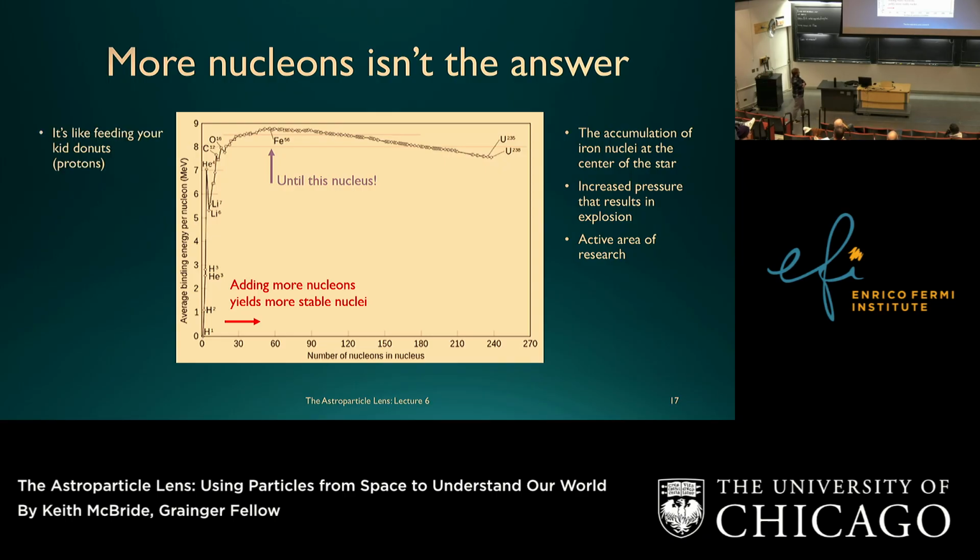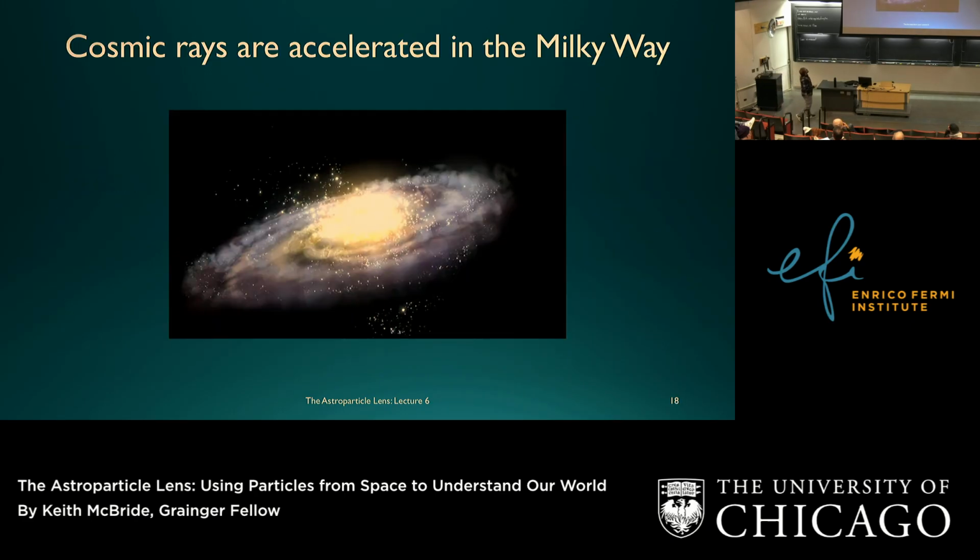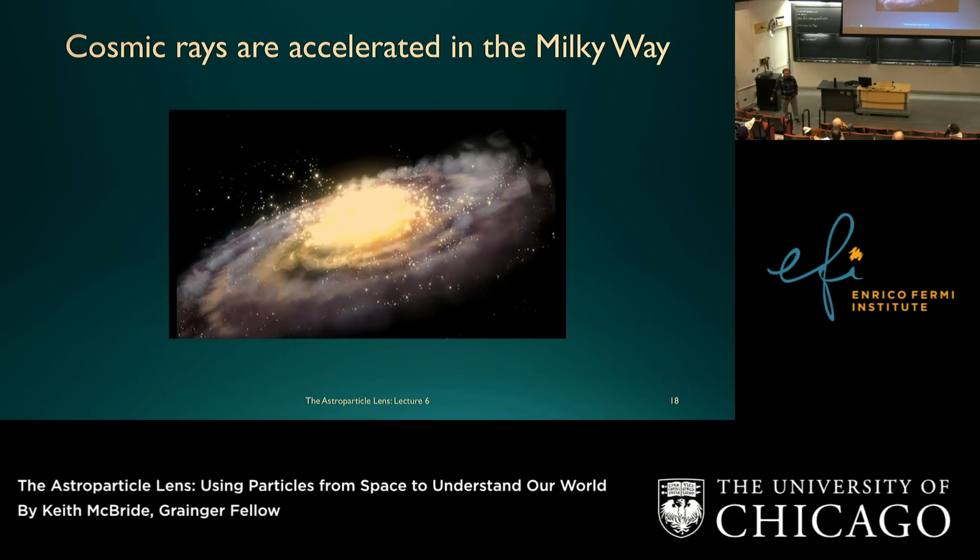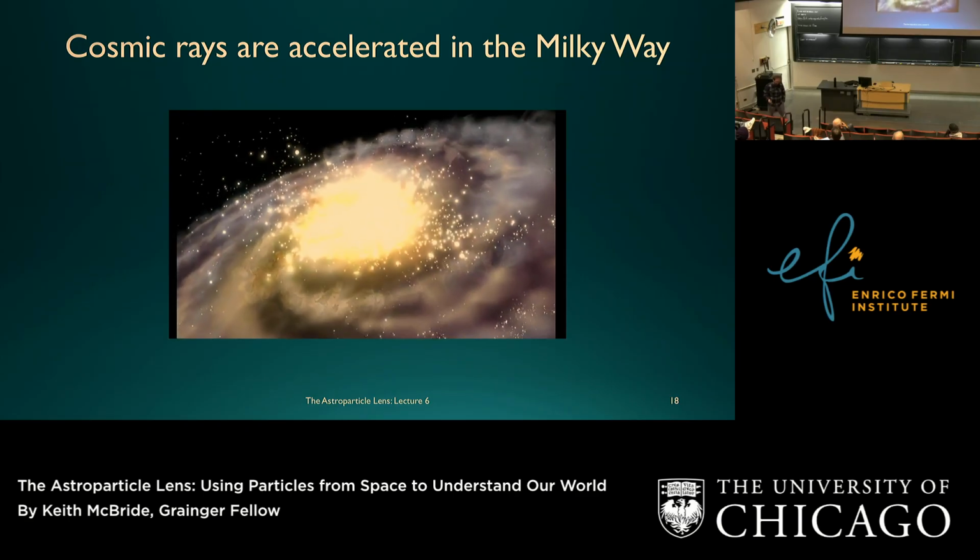The way I think about it, and I've tried to explain it to my wife, is it's like feeding your kid donuts. The donuts are the protons or the nucleons. They want 56 of them for some reason, right? But then eventually they don't want another one, right? That's exactly what happens with a supernova. All right, they explode. So the summary of this is cosmic rays are accelerated in the Milky Way from sites probably like supernova remnants.